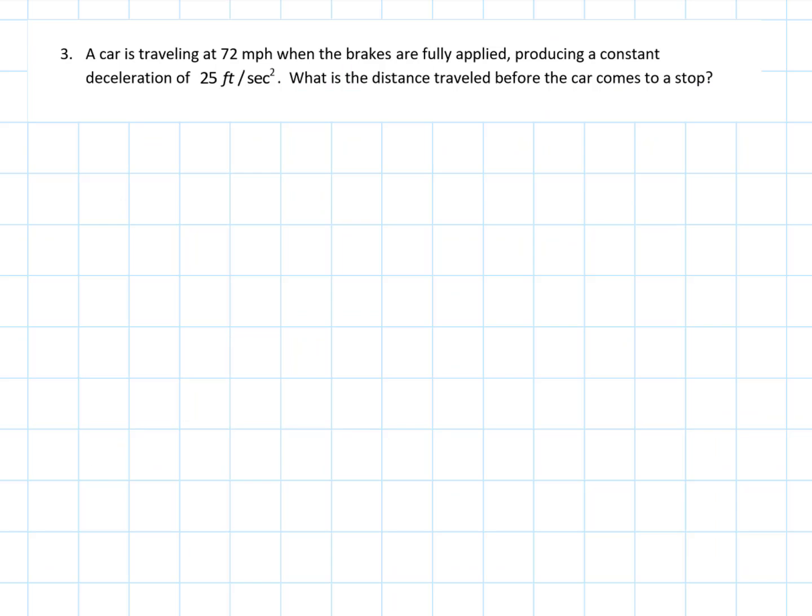Okay, so let's end this video with just one more example with acceleration, velocity, and position. Let's suppose that a car is traveling at 72 miles per hour when the brakes are fully applied, producing a constant deceleration of 25 feet per second squared. One thing to notice here is the difference in units, miles per hour and feet per second squared. So we're going to have a little bit of conversion happening as we do this problem. Just something to notice as you're reading through the problem. What is the distance traveled before the car comes to a stop?